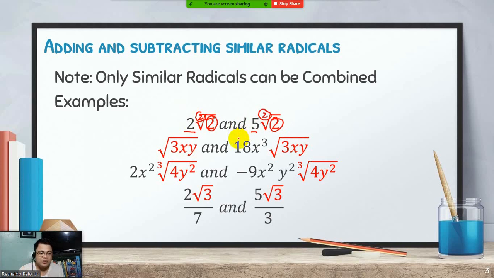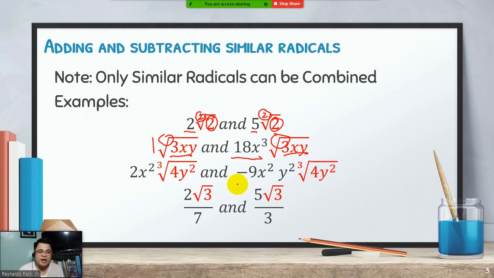Alright? Now, let's have the second one. Square root of 3xy and 18x cubed square root of 3xy. As you can see, still, the radicands are similar and the indices are also similar. Therefore, we call them similar radicals. Again, we do not care about the coefficients. Just like here, the coefficient of the first radical is 1 and the other one is 18x cubed. So what we care about is the radical. If the radicals are similar, therefore we call them similar radicals, of course.